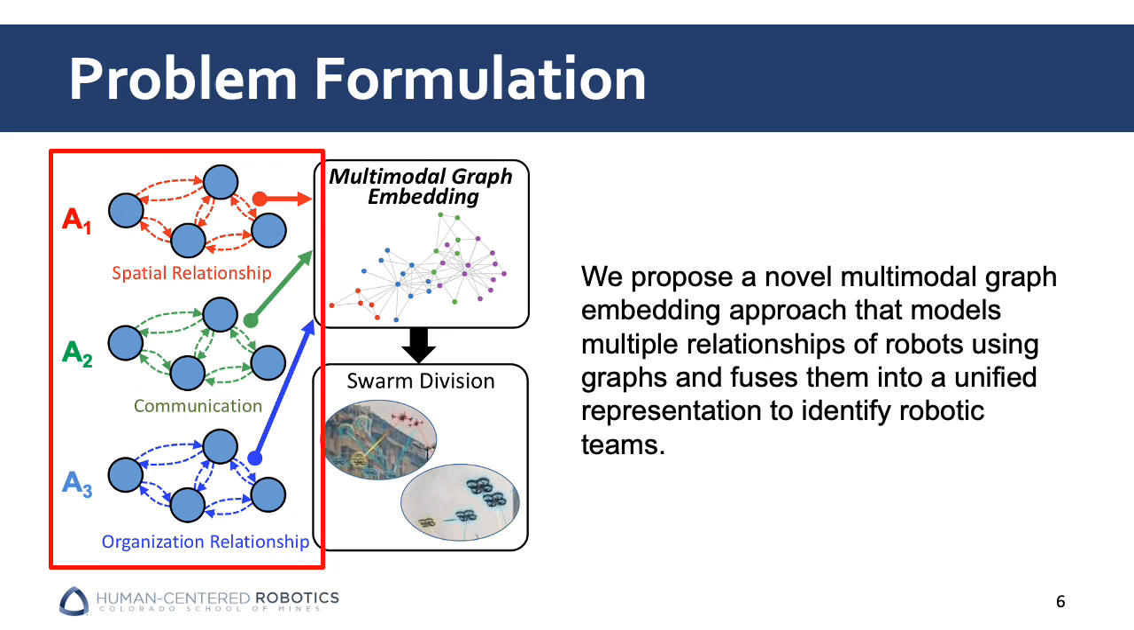We begin by defining each relationship within a multi-robot system as a graph. The edges define the weight that corresponds to certain relationships. For example, if the first adjacency matrix A1 describes the spatial relationships in a multi-robot system, edges may represent distance. For communication, this could be a binary factor of whether or not robots are able to communicate, or some other weight that tells us how well they are able to communicate. For something like an organization relationship, edges could indicate which robot has to report to which other robot using directed edges. And we take these multiple adjacency matrices and fuse them into that unified representation.